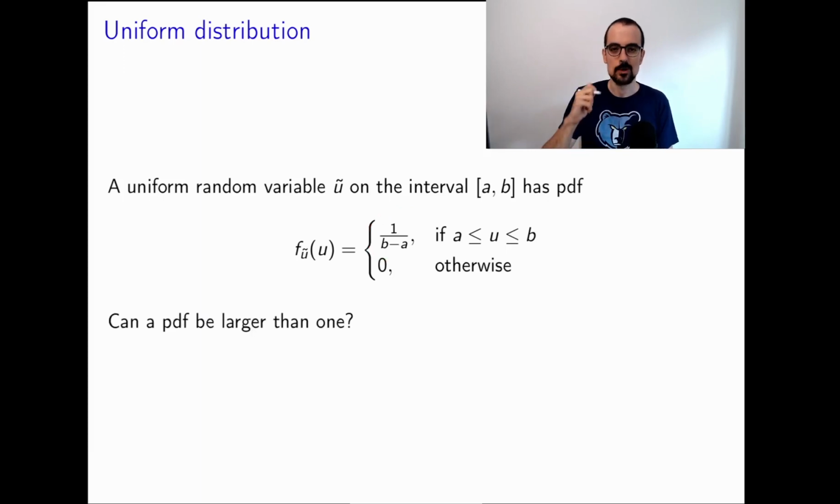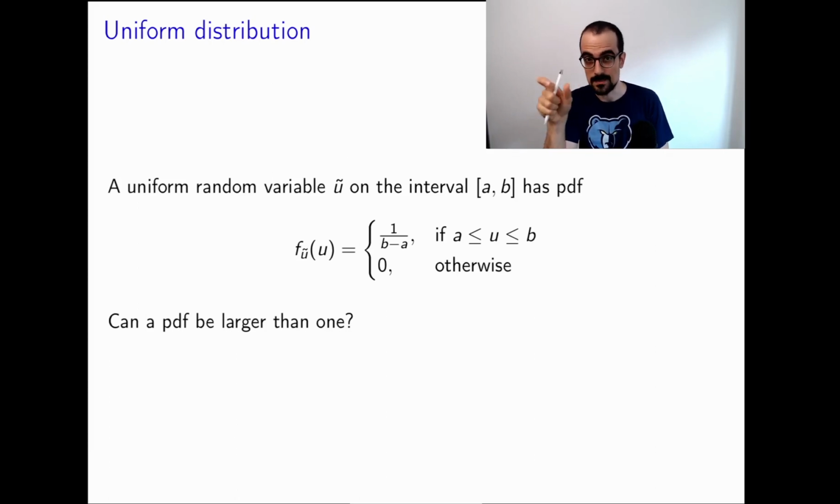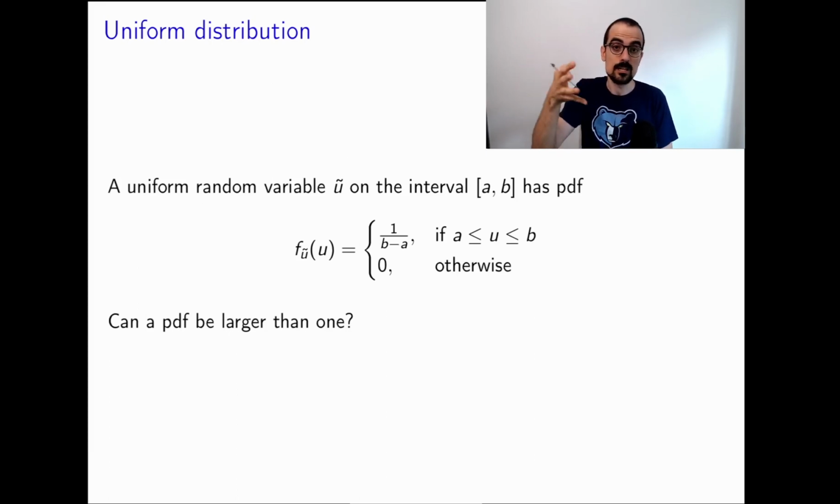This actually brings us to a point that is important, which is that the density is not a probability. It's something that you multiply by lengths to obtain a probability. We already saw that probabilities cannot be larger than 1. So in particular, the CDF or the PMF can never be larger than 1. So let me ask you, can a PDF be larger than 1? And the answer is yes.